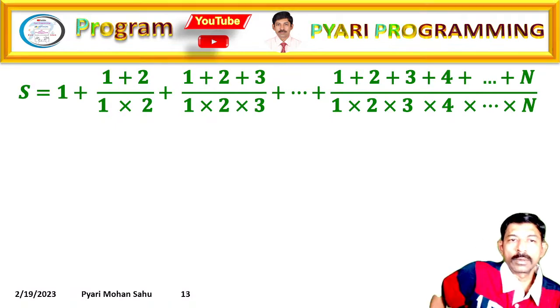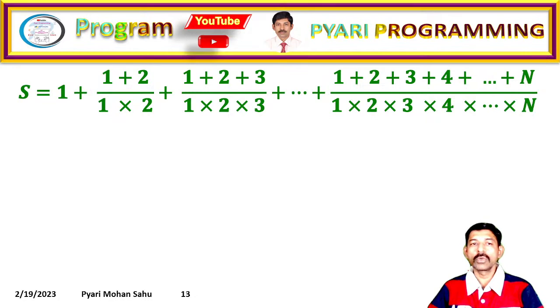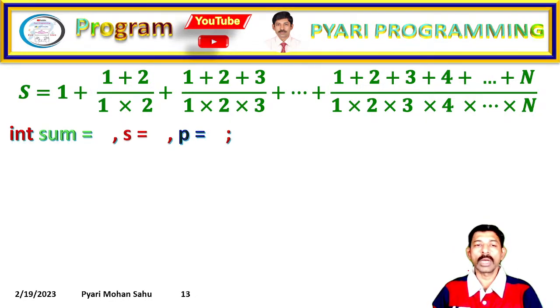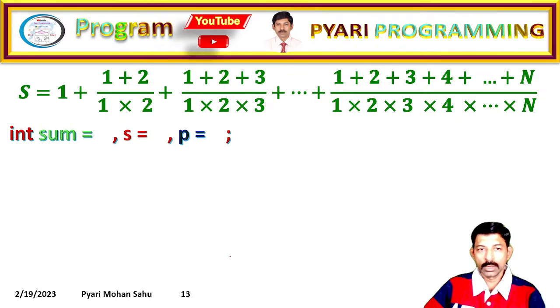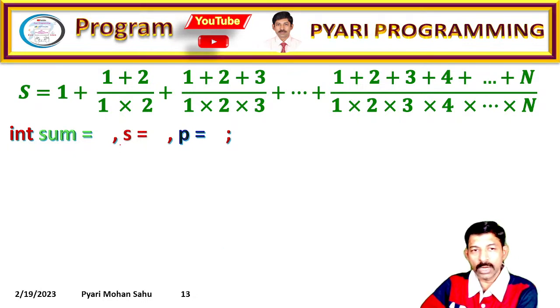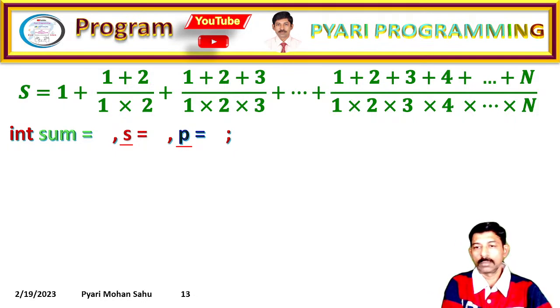Now this one with fractional, above 1 is your plus, below 1 is your multiplication. So again we need a loop over here and sum over here. Now we have two variables I have taken. Now can anybody tell me what is the use of S and P? What is the use of variable S and P?